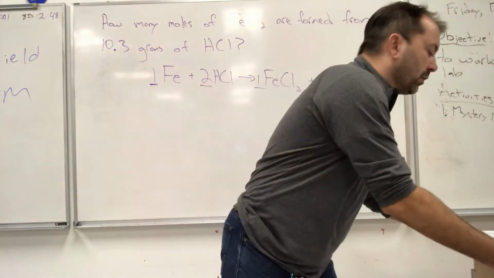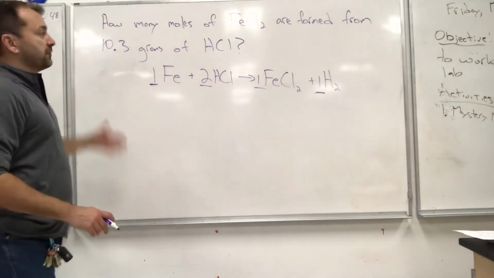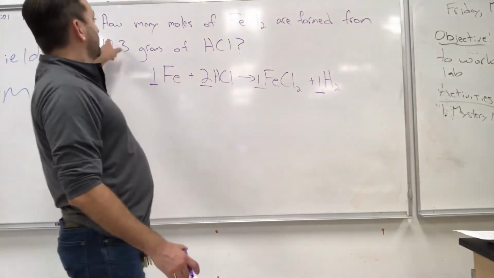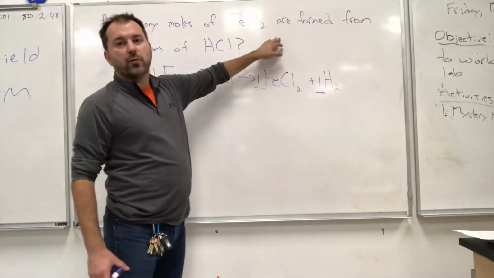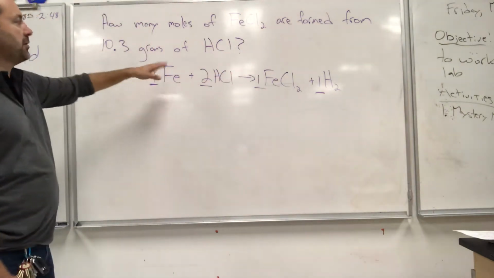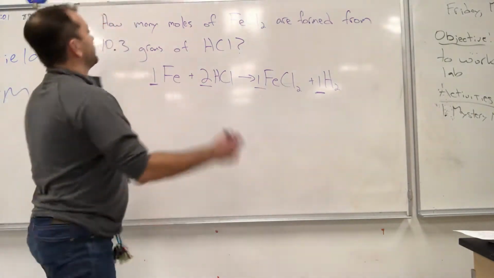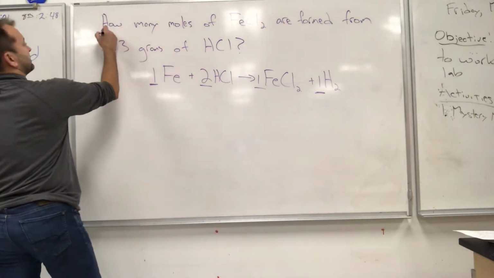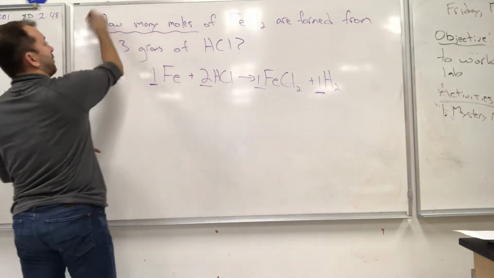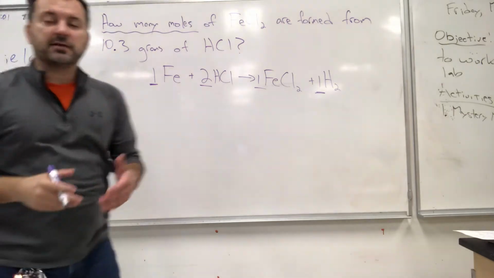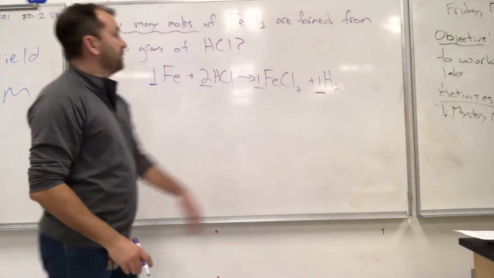Okay. So the problem I'm going to do here for the Edpuzzle is the first problem on the quiz. It says, how many moles of iron chloride are formed from 10.3 grams of HCl. Two things I want to point out to you. The first thing is, if you have a problem that says how many moles or how many grams, any problem that starts with how many, that's a stoichiometry problem. That means you're going to be setting up a reaction box, right?